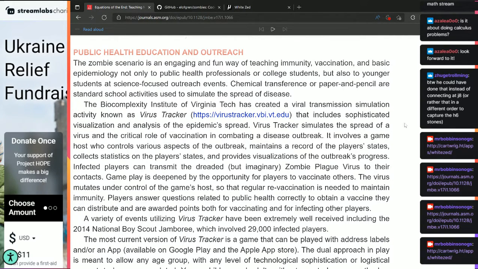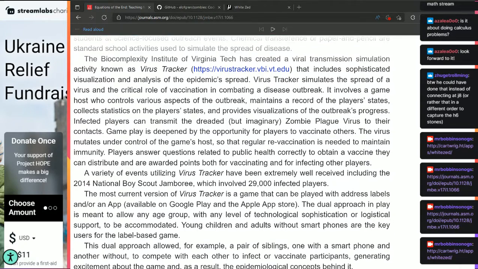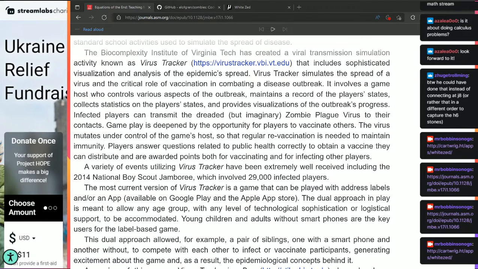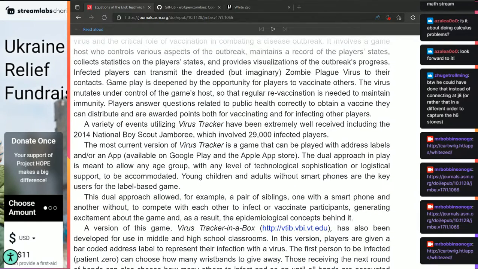That includes a sophisticated visualization and analysis of the epidemic spread. Virus tracker simulates the spread of a virus and the critical role of vaccination in combating a disease outbreak, and involves a game host who controls various aspects of the outbreak, maintains a record of the player states, collects statistics on the player states, and provides visualizations of the outbreak's progress. Infected players can transmit the dreaded but imaginary zombie plague virus to their contacts. Gameplay is deepened by the opportunity for players to vaccinate others. The virus mutates under control of the game host so that regular revaccination is needed to maintain immunity. Players answer questions related to public health correctly to obtain a vaccine they can distribute and are awarded points for both vaccinations and for infecting other players.